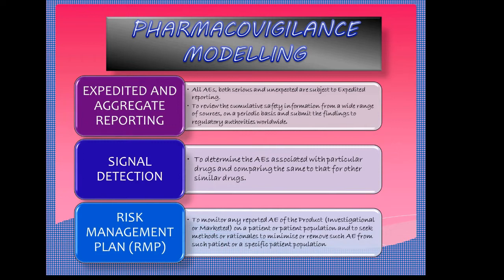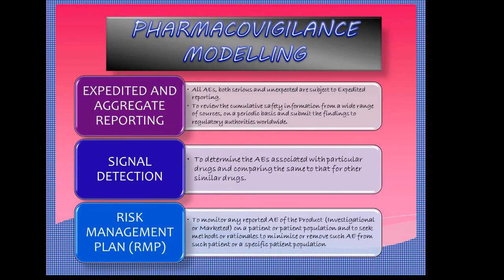But if an adverse event is not serious, then it can be submitted in the form of a cumulative report, which is known as an aggregate report. That means periodically, maybe after 6 months or every 1 year, a cumulative report or file is produced, and these are submitted to the regulatory authority worldwide. So non-serious adverse events undergo this aggregate reporting, and serious adverse events need to undergo expedited reporting.